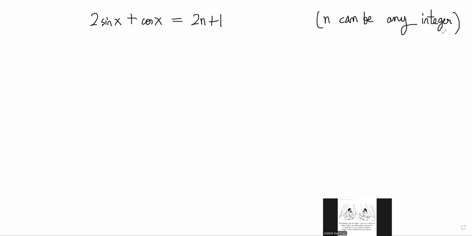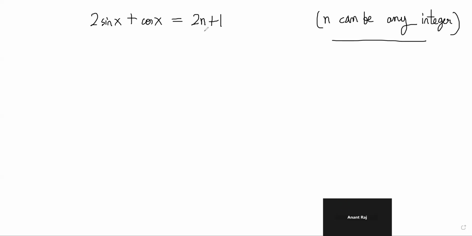My equation has become 2 sin x plus cos x equal to 2n plus 1, where n can be any integer. Which integers are possible here? Is 5 an integer that will be possible? No, sir. Why not?